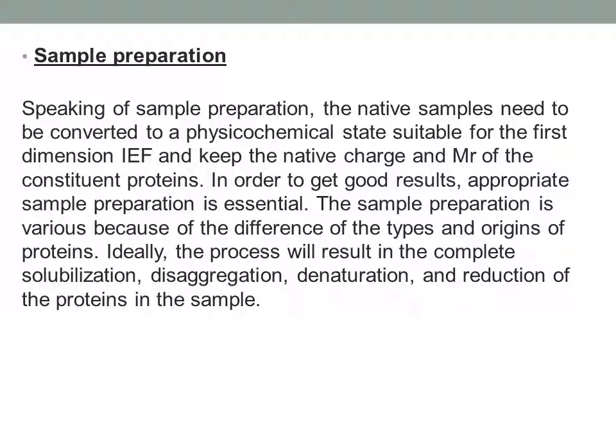Sample preparation. The native sample needs to be converted to a physiochemical state suitable for the first dimension, isoelectric focusing, and keep the native charge and Mr of the constituent proteins in order to get a good result.